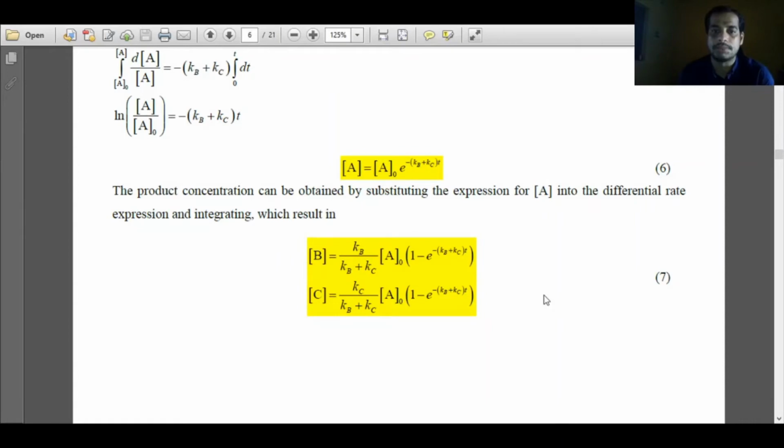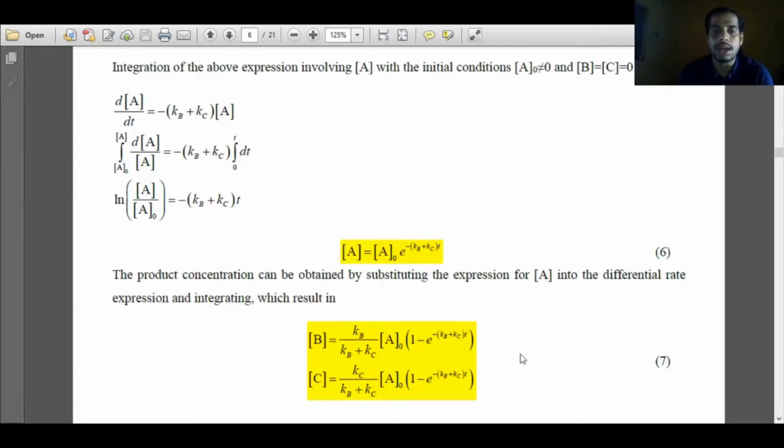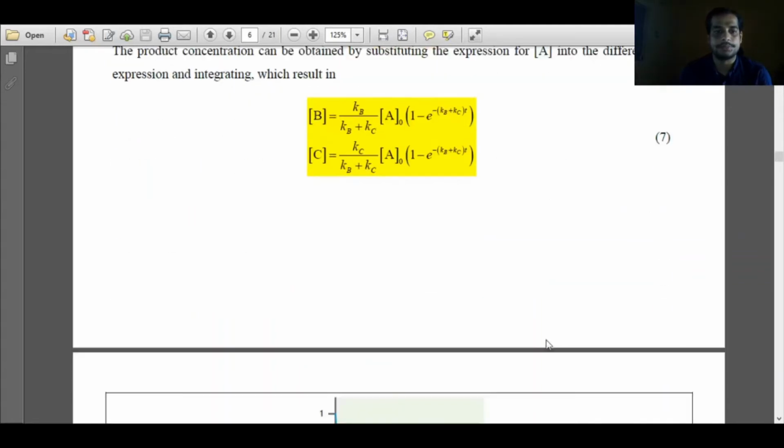Similarly, if we want to know the concentration of B and C, the products, with respect to time, we have to integrate their respective differential rate law expressions, and we will be able to obtain an expression for the concentration of B and the concentration of C. Those expressions are written as depicted in equation 7.